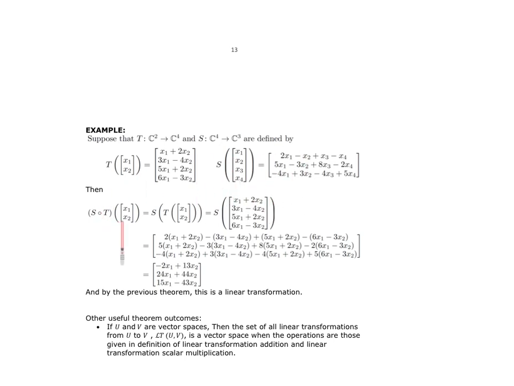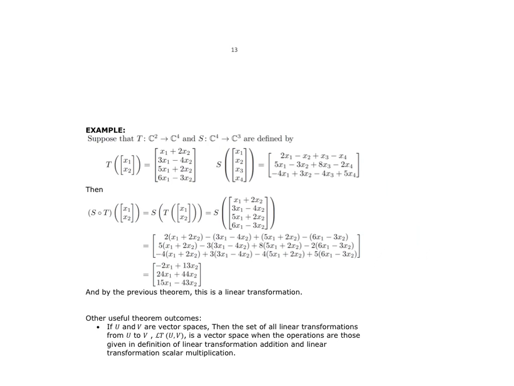So doing the transformation of x1 and x2, the first thing I'm going to do is put x1 and x2 into this. So I get, these are my entries now. These are my entries into my S function, which gives me this. And then you can see I end up in C3. So this is a linear transformation. We didn't have to prove it. We knew it was because it's a composition of 2 linear transformations by our previous theorem.